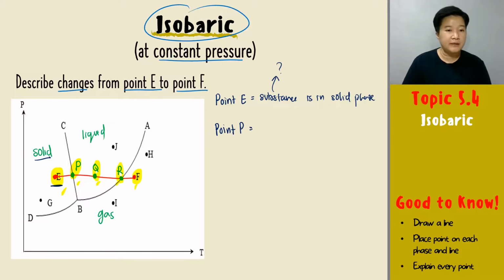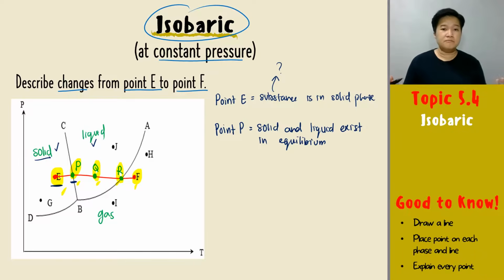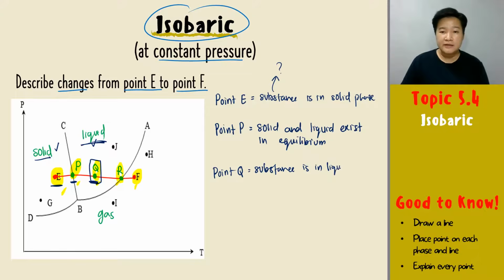Okay? Next, moving to your point P. So for the point P, how do we write? Because it's on the line. Remember the equilibrium? So this is the line between your solid and liquid. Just mention, point P means solid and liquid exist in equilibrium. That's it. Simple. Okay? Next, moving to your point Q over here. So your point Q is located in the liquid. So label point Q. So what do we write and how do we write? Just write substance is in liquid state.